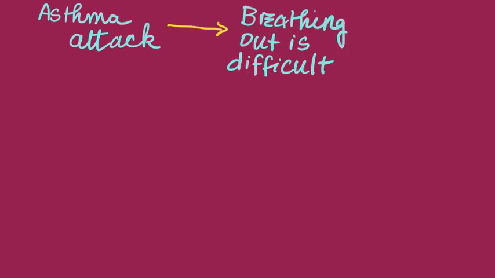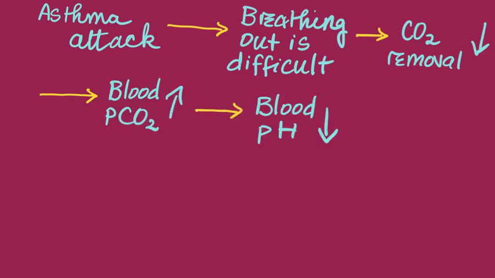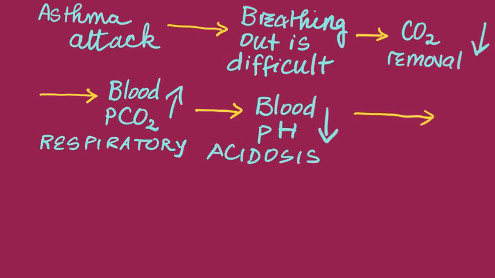When a person has an asthma attack, breathing out is difficult. As a result, carbon dioxide removal goes down. When carbon dioxide removal goes down, blood PCO2, or blood levels of carbon dioxide, increase. When carbon dioxide increases, the blood pH goes down and becomes more acidic. We call this respiratory acidosis.